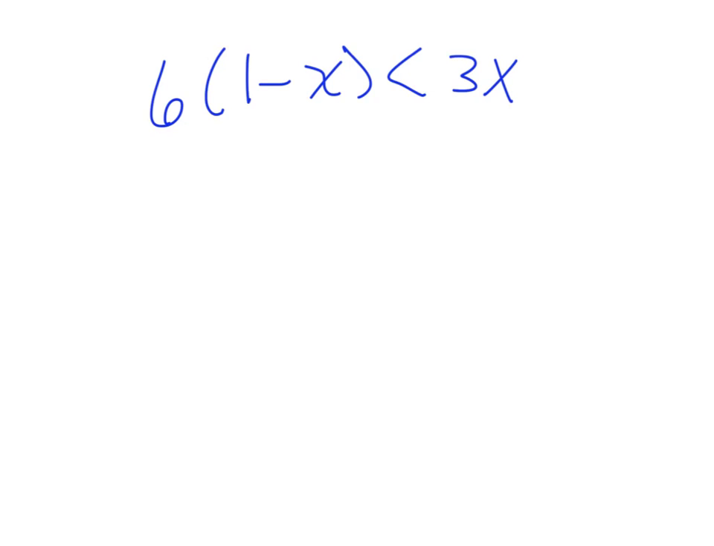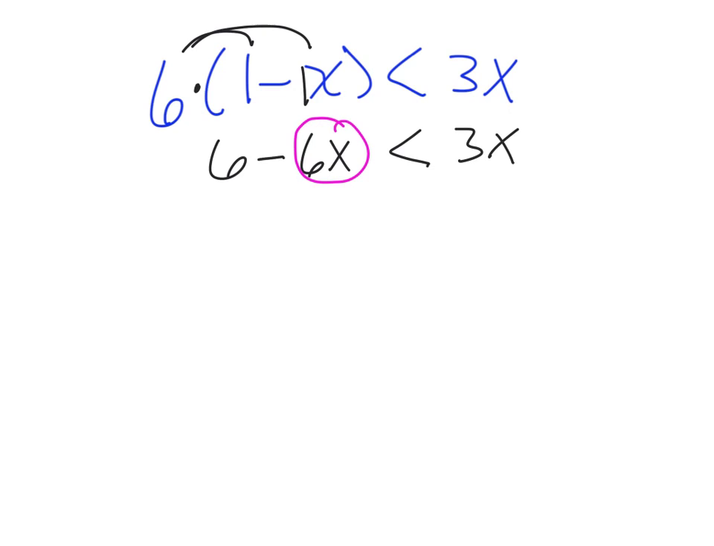Now, sometimes you might have to simplify or do a little work before you can start solving the problem. For instance, this happens to be 6 times, there's a times there, 1 minus x. Well, I could get rid of the 6 by dividing by 6, but I can also distribute here. And 6 times 1 is 6. 6 times minus 1x is a minus 6x, which is less than 3x. Now, my next step is I'm going to take this x over to the other side. So I'm going to add 6x.